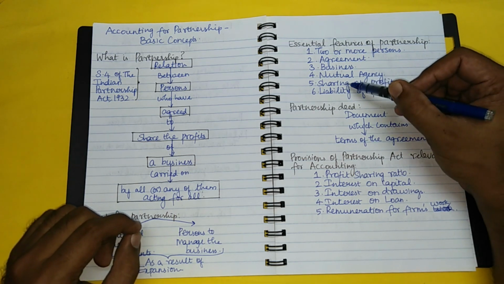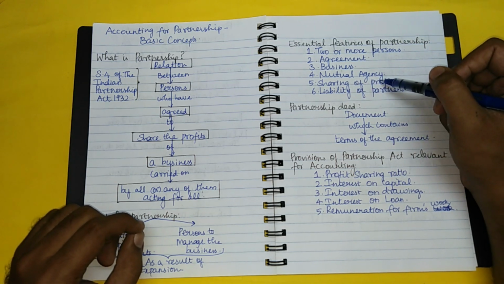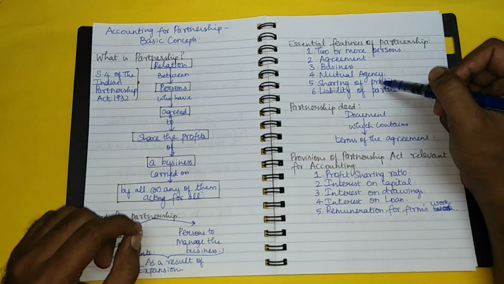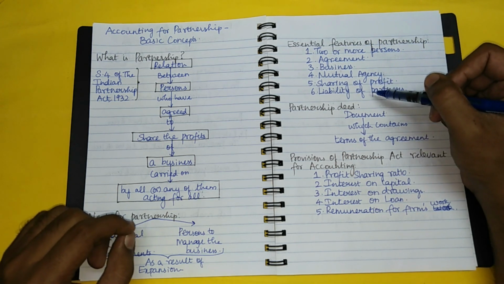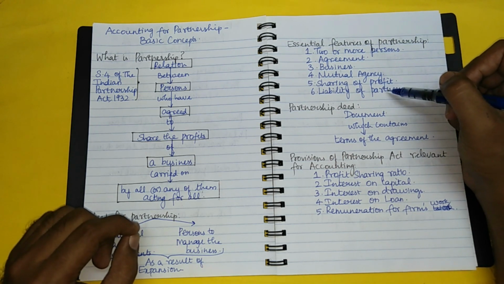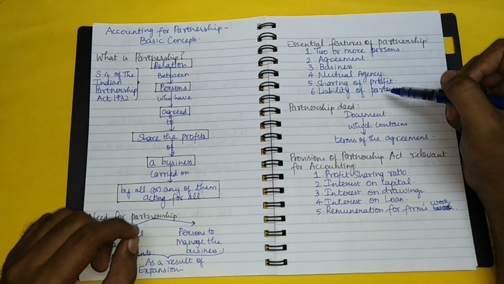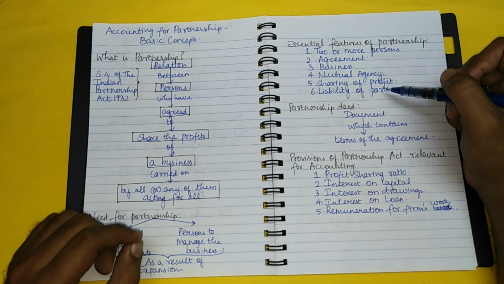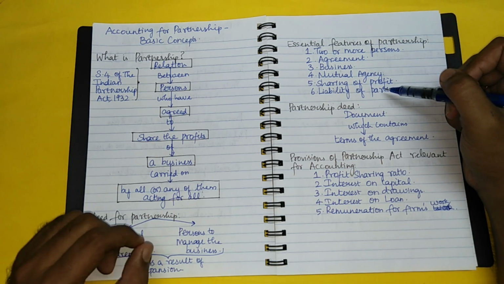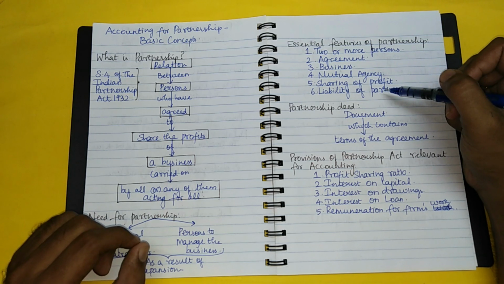Now let us have a look at the 5th point, sharing of profit. As we earlier saw in the 2nd point, sharing of profit is also part of the agreement between the partners. If 2 or more persons come together to render some charitable activity, it cannot be called a partnership. Now the last essential feature is liability of partners. Each partner is liable jointly with all the other partners and also severally to the third party for all the acts of the firm done while he is a partner. The important point to be noted here is all the acts of the firm done while he is a partner. The liability of a partner for acts of the firm is also unlimited.